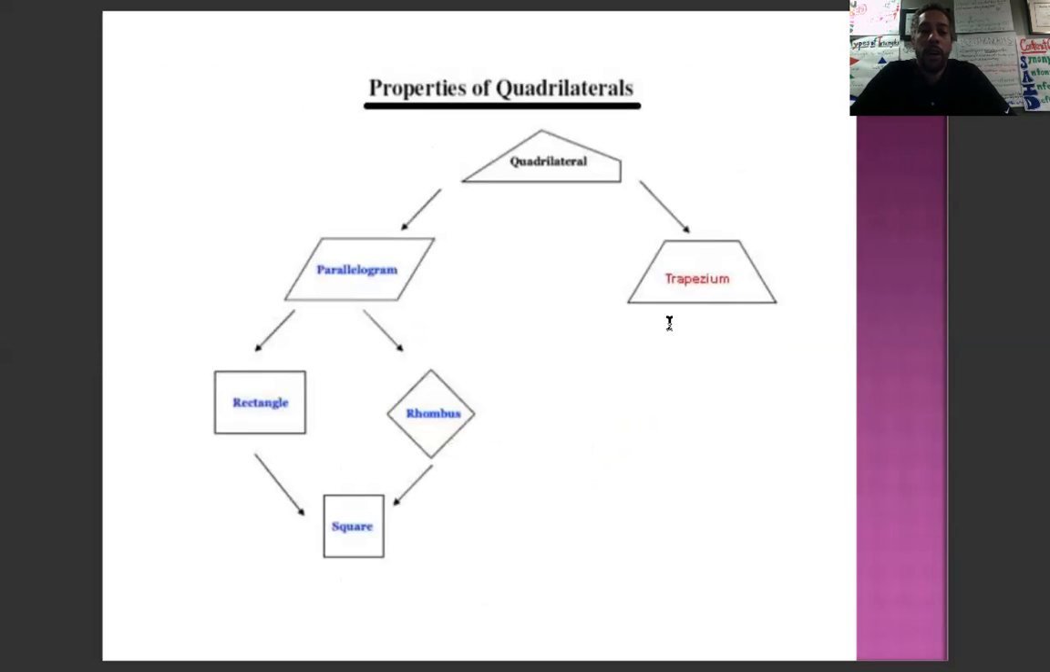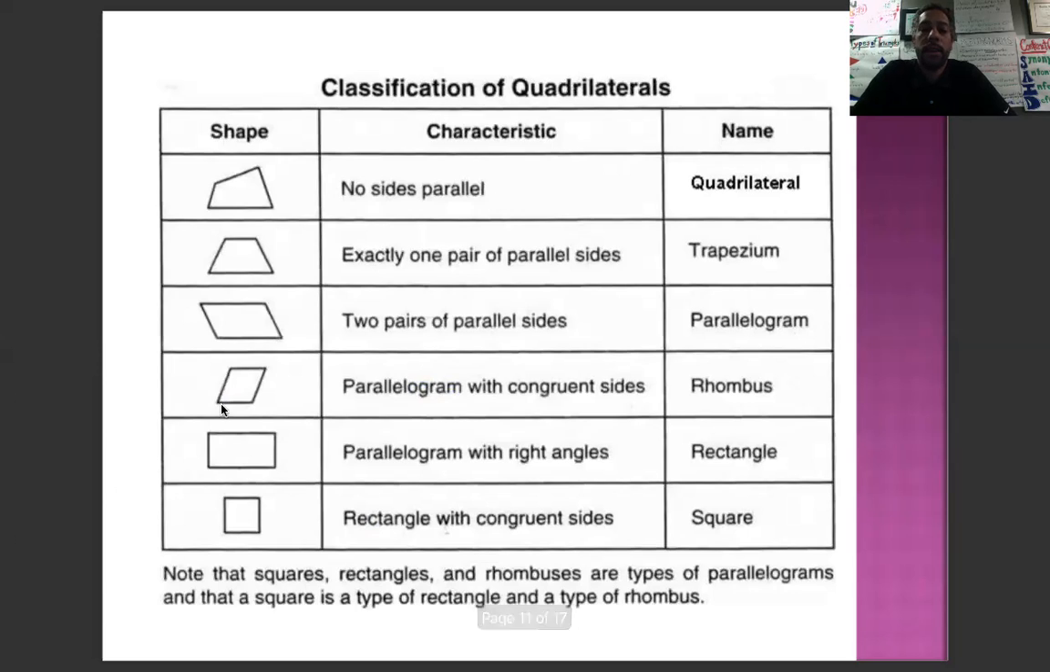Some properties of quadrilaterals. Here we see them all listed again: square, rhombus, rectangle, parallelogram. We have a quadrilateral and a trapezium. So the quadrilateral will have no parallel sides. The trapezium will have exactly one pair of parallel sides. The parallelogram will have two pairs of parallel sides. The rhombus will have two pairs of parallel sides that are all congruent or equal in length.